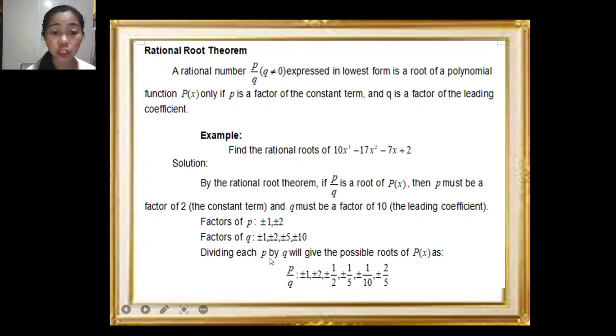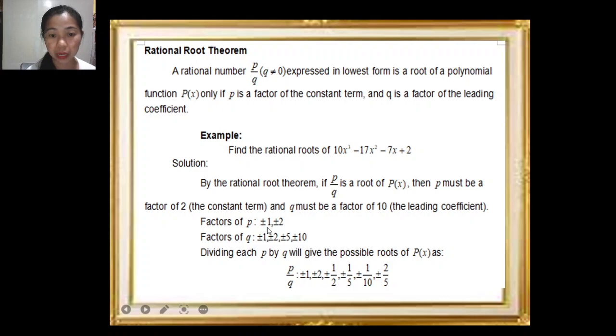Then, dividing each P by Q, isa-isahin natin yung i-divide sa Q, kasi P over Q yung ating rational root. So, 1 divided by 1 is 1. 1 divided by negative 1 is negative 1. That's why we have here positive and negative 1. Then, 2 divided by 1 is positive and negative 2.